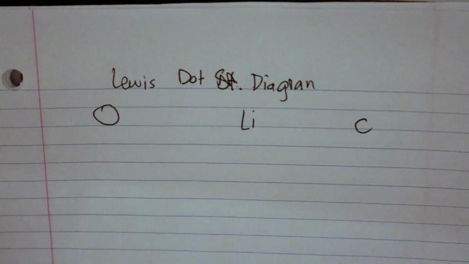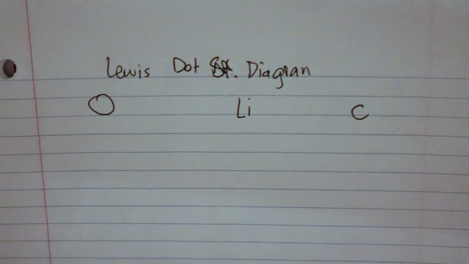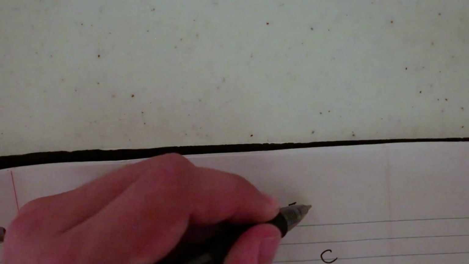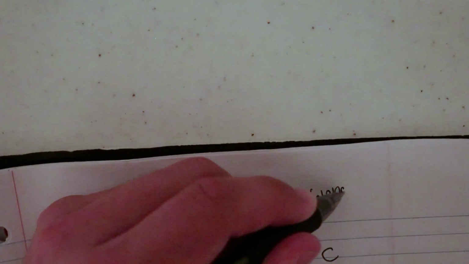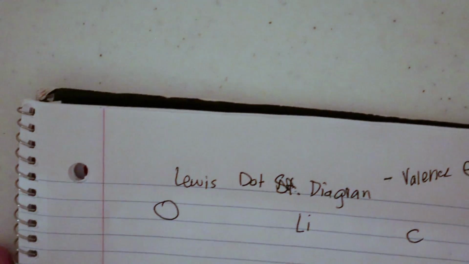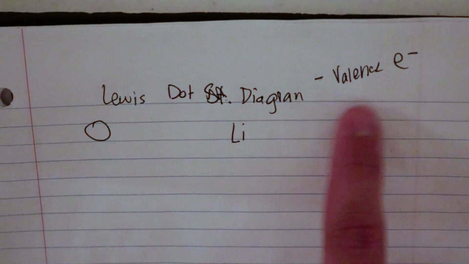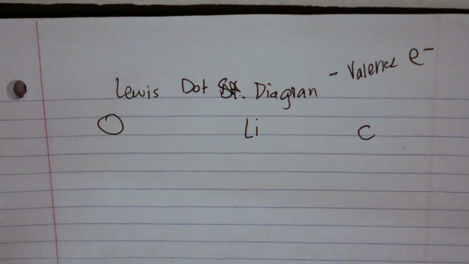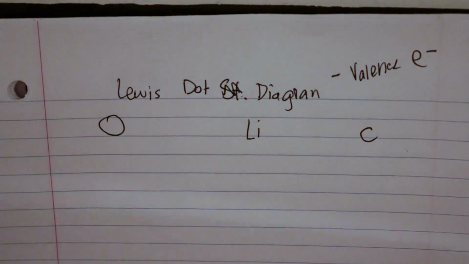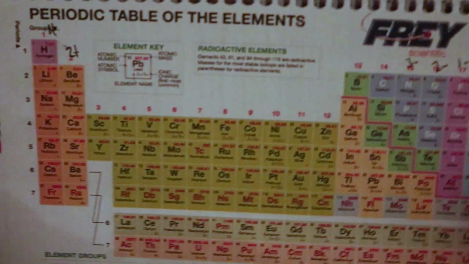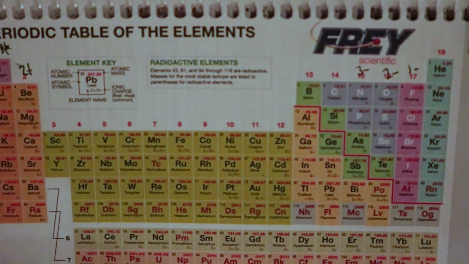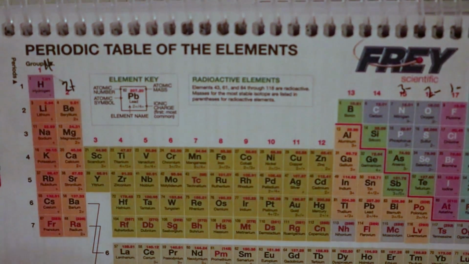Okay, so today I want to talk about Lewis dot diagrams and what they are and how they are used. What they do is they look at valence electrons. And remember, valence electrons are the electrons in the outermost energy level of an atom. By looking at the periodic table, we can know how many they have based on these numbers, or also by their group number.